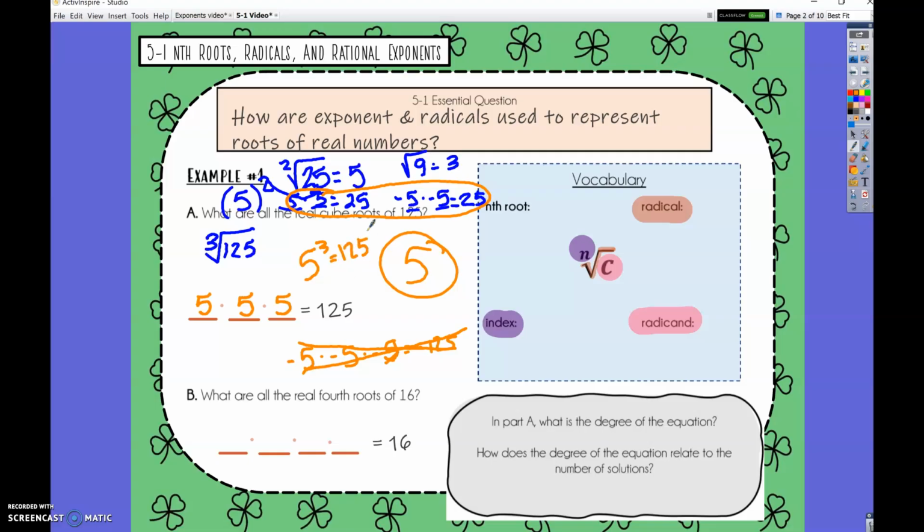We could look at this real fourth roots of 16. So that means what number times itself 4 times would make 16. 2 times 2 is 4, times 2 is 8, times 2 is 16. So we'd say our answer here is 2.